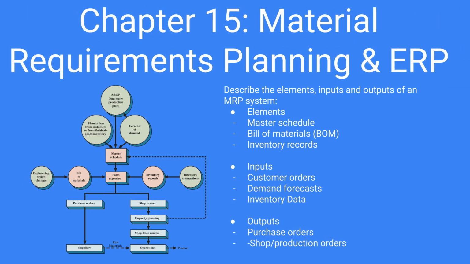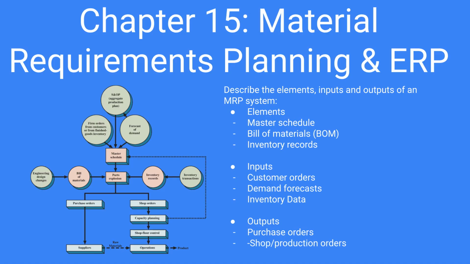A material requirements planning system is used to plan and control inventory and production. The main elements of an MRP system include the master schedule, which outlines what needs to be produced and when. The bill of materials lists all components needed to make a product, and inventory records track what is currently in stock. The inputs to the system include customer orders and demand forecasts, which determine what products are needed, along with the inventory data to know what materials are available.